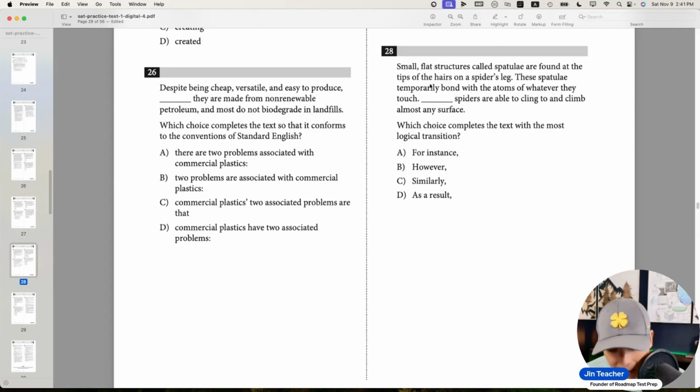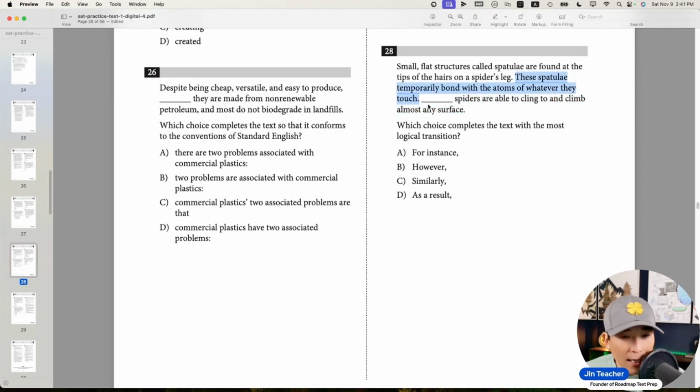So the passage reads, small flat structures called spatulae are found at the tips of the hairs on a spider's leg. These spatulae temporarily bond with the atoms of whatever they touch. Spiders are able to cling to and climb almost any surface. Okay, so when you have a transition word that begins a sentence, you know that this transition word must show you the relationship between this sentence, the sentence that's part of the underlined portion, and the sentence before it.